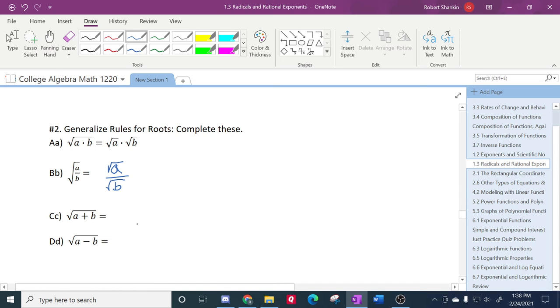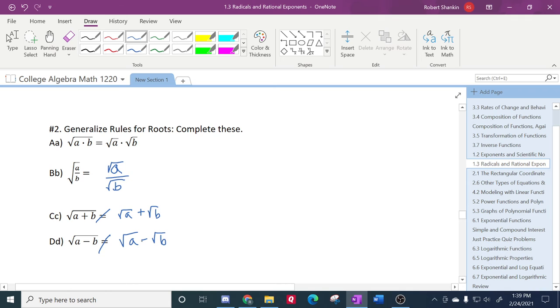I don't think we really got to that one, but I just put square root of a plus b does not equal square root of a plus square root of b. Very good. You cross this out. And what about the bottom one? Square root of a minus b does not equal square root of a minus square root of b.